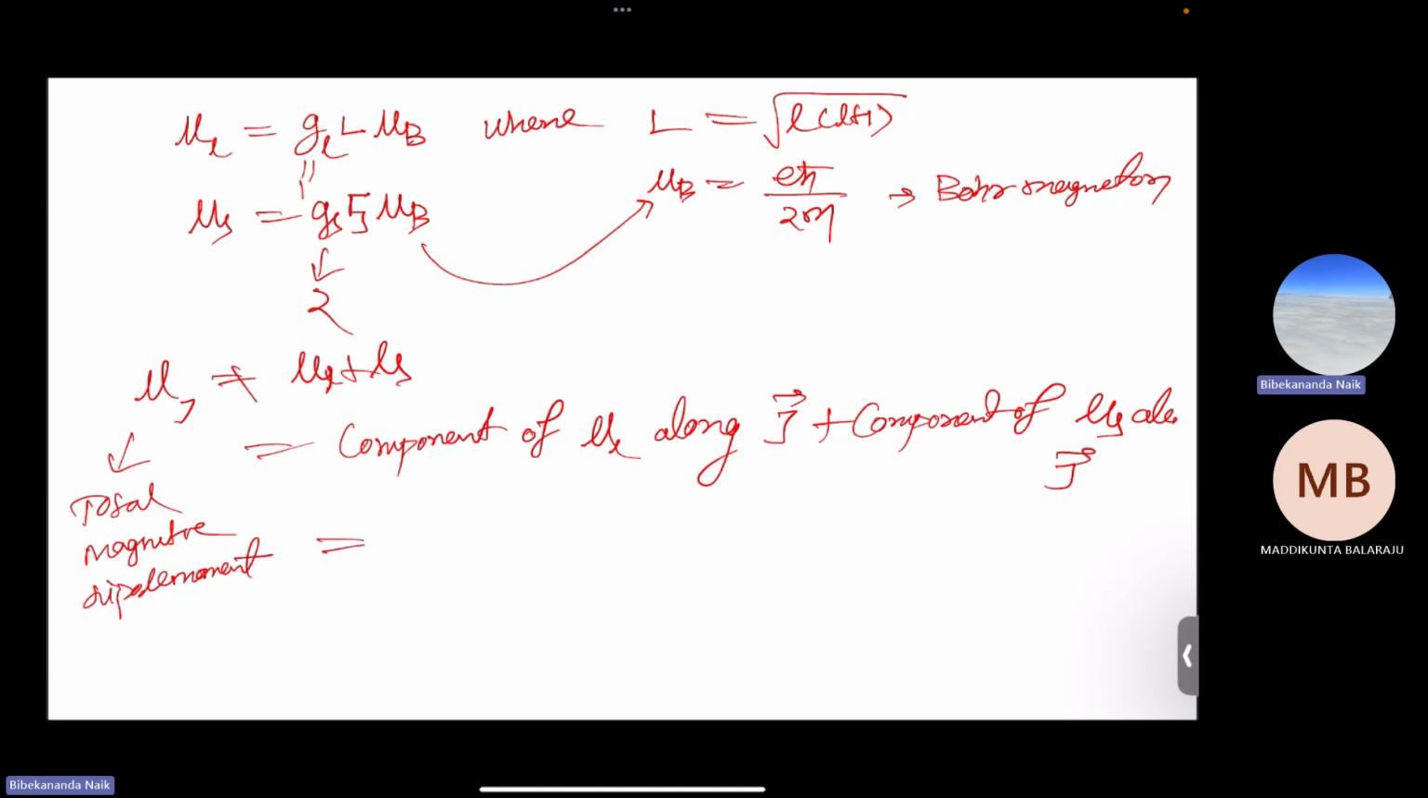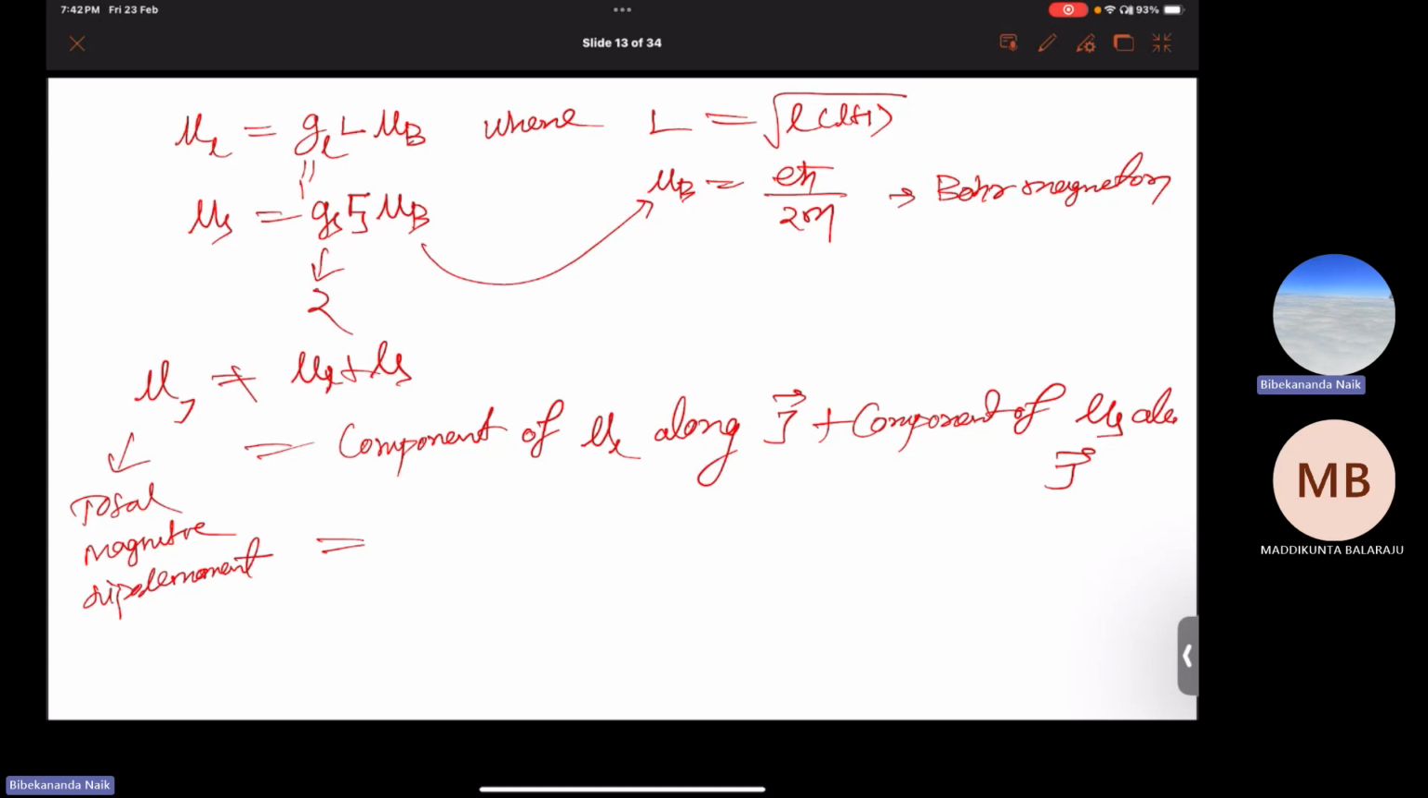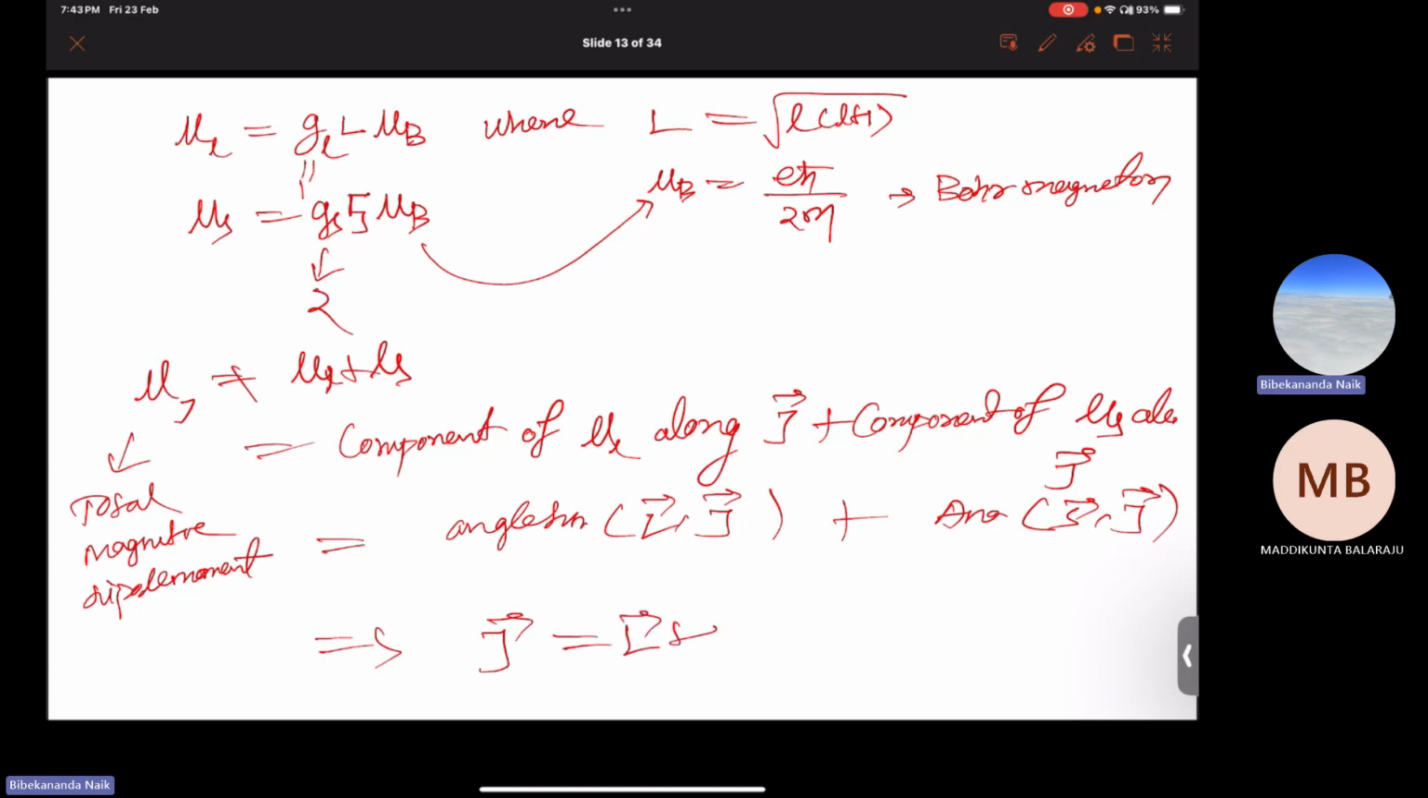So if we consider these components, then we need to find out the angle between L and J, and here the angle between S vector and J vector. If you put these values, we know J vector is equal to L vector plus S vector. So we will use this formula, put all the values, and calculate the expression for Gj.